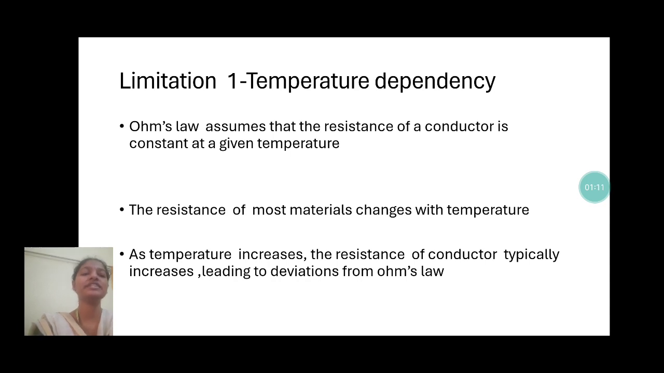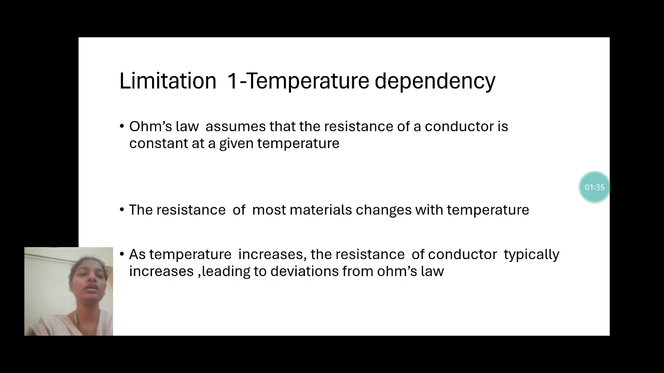The first limitation is temperature dependency. Ohm's law assumes that the resistance of a conductor is constant at a given temperature. The resistance of most materials changes with temperature. As temperature increases, the resistance of a conductor typically increases, leading to deviations from Ohm's law.